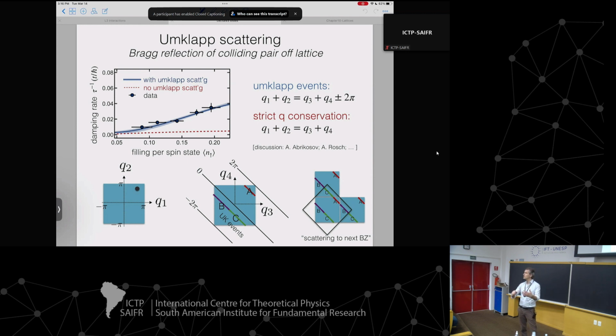But if I allow these so-called Umklapp scattering events, where I start within a certain Q, and then I scatter modulo 2 pi enough to knock me into the next zone, you see I can understand the experiment and see the big damping.